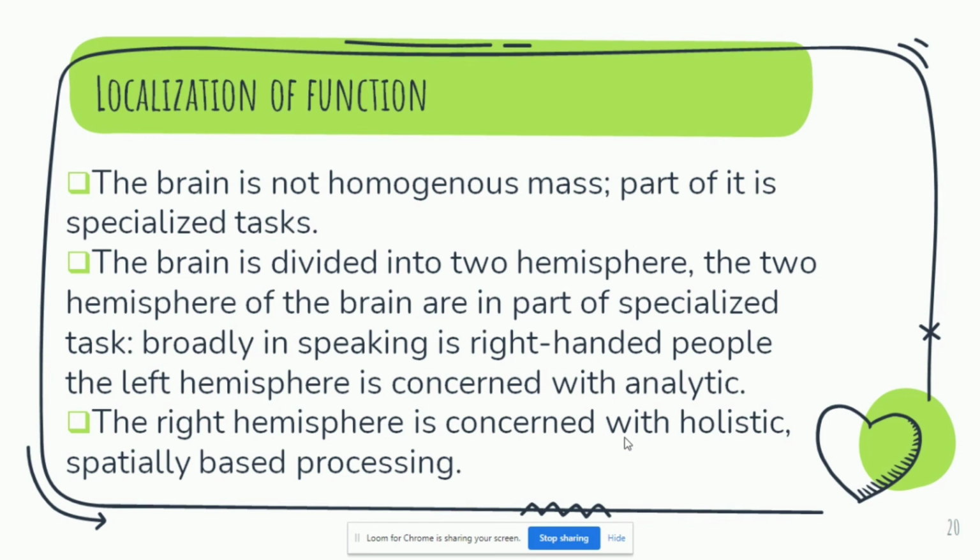So, the localization of function. The brain is not a homogeneous mass, and parts of it are specialized for specific tasks. How do we know this? First, we can study the effect of brain damage. The brain is divided into two hemispheres. The two hemispheres of the brain are in part specialized for different tasks. Broadly speaking, in right-handed people, the left hemisphere is concerned with analytic processing, and the right hemisphere is concerned with holistic, spatially based processing. An important consequence of this is that for a great majority, 96%, of right-handed people, language functions are predominantly localized in the left hemisphere.